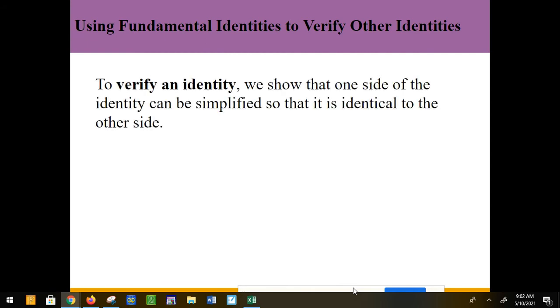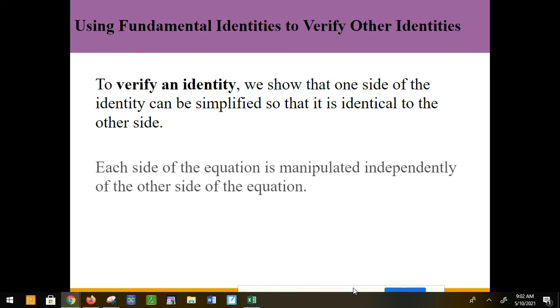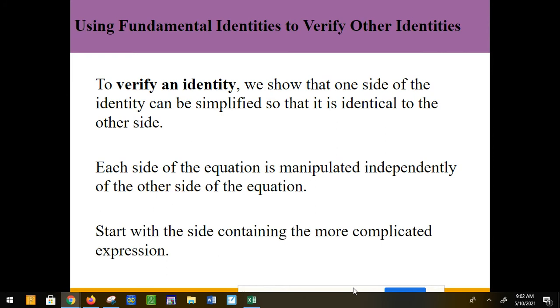So to verify an identity, that is the objective. We're using what we saw on the last slide to verify an identity. We show that one side of the identity can be simplified so that it is identical to the other side. Each side of the equation is manipulated independently of the other side. You start with the side containing the more complicated expression.